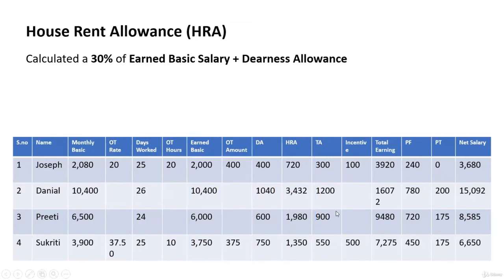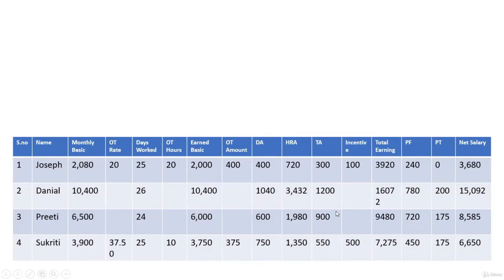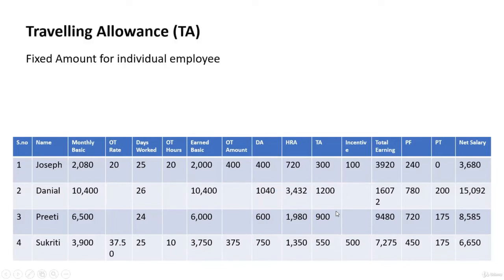Now moving forward, we are here with the traveling allowance, which we have calculated on a fixed amount basis. A company can give a fixed amount of traveling allowance to its employees, or a fixed percentage can also be set by the company, as we said in the case of DA and HRA. So this will also get added to the basic salary.